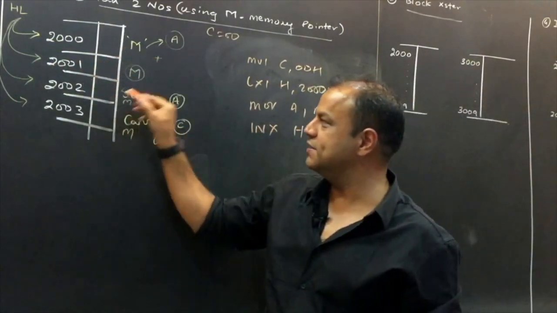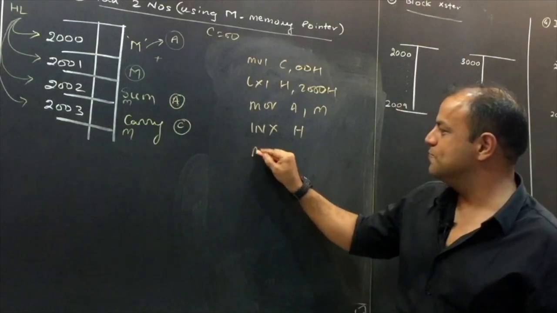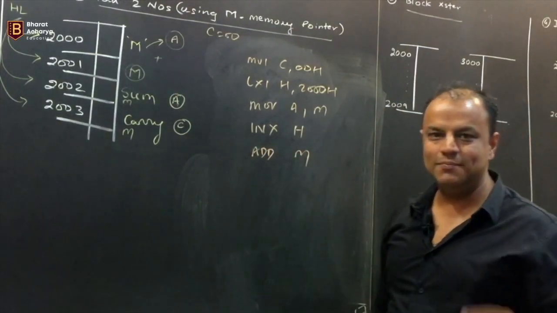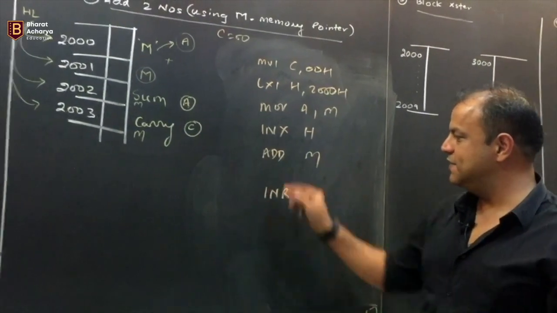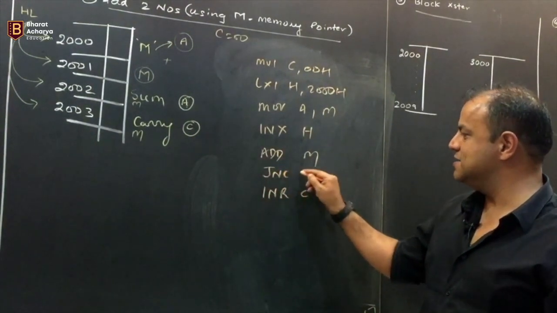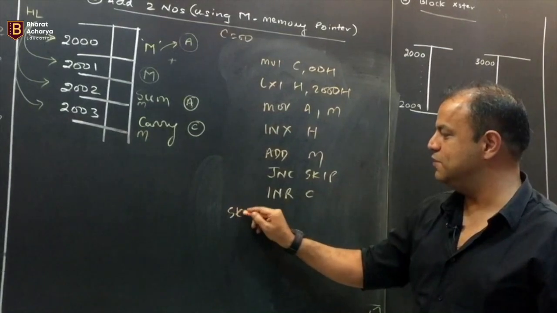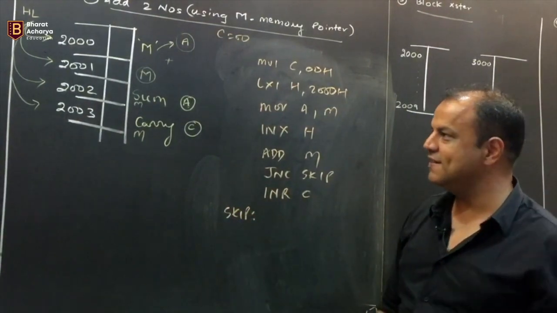INX H. It is pointing to the next location. Now, this is M. Add these two. Add M. You added them. Now, check for carry. What's the idea? If there is a carry, increment C. If there is no carry, skip it by writing JNC, skip. This is skip. So when you reach skip, A has the sum, C has the carry.